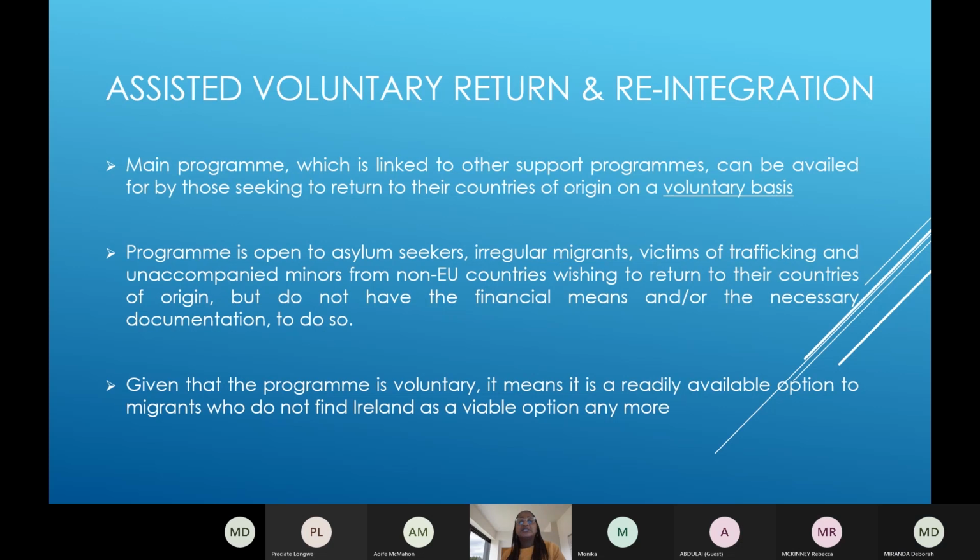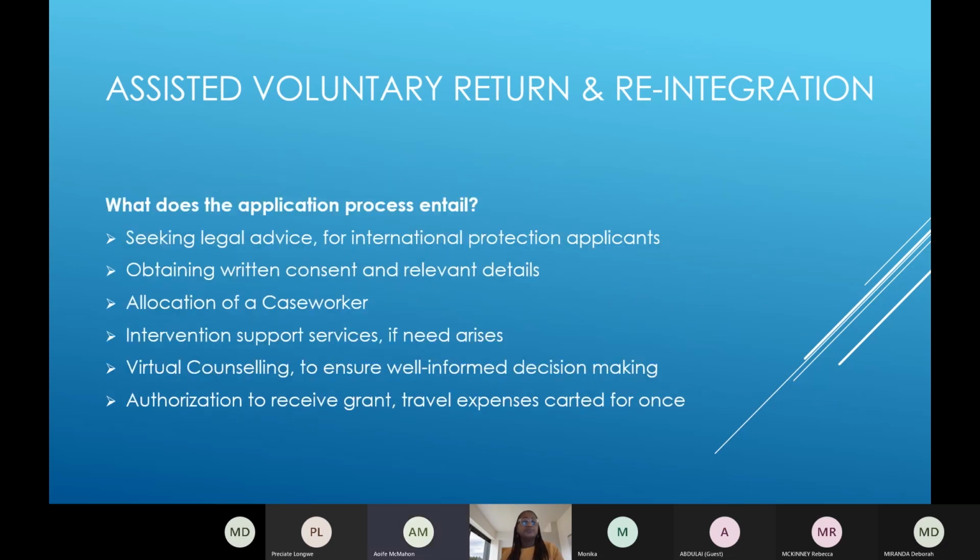Given that the program is voluntary, it means it is readily available. It is a readily available option to migrants who do not find Ireland as a viable option anymore. Someone could be facing challenges in Ireland for one reason or the other, and they don't find Ireland viable anymore, or they might have family members who are facing challenges back in their country of origin, and they might want to go back and be with their family members to support them.